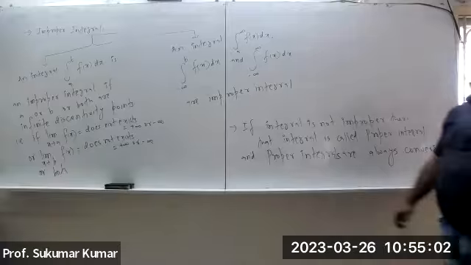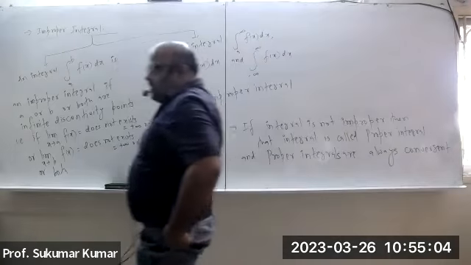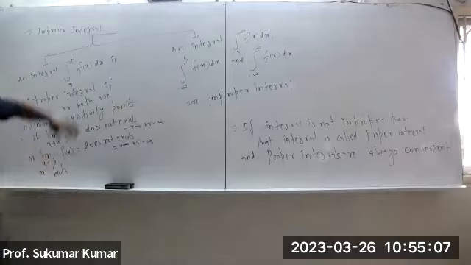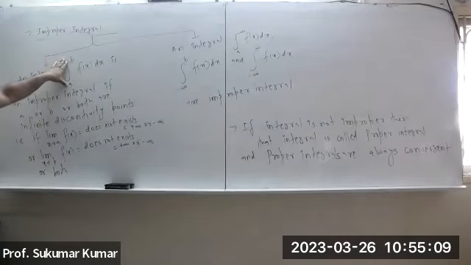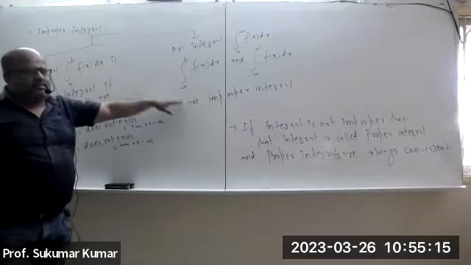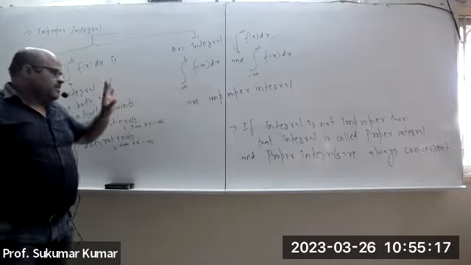So for improper integral, there are two types you have to find from the finite integral. Finite integral means your lower limit and upper limit will be finite. That is called a finite integral. When a limit is infinite at any one place, that is called an infinite integral.